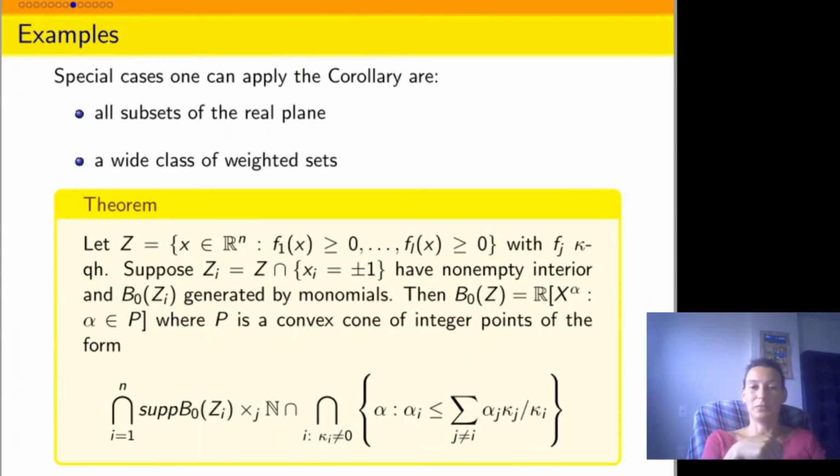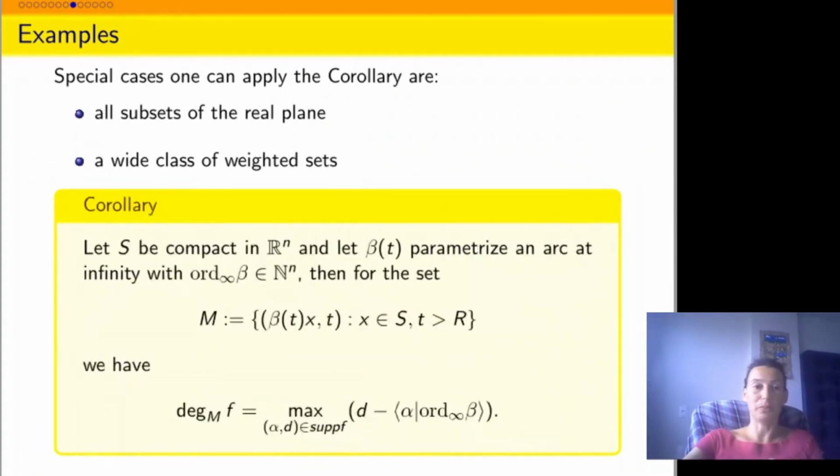It should be I here. Zi, and here it should be I also. Sorry. And intersected with again, a cone spanned by a polygon. So it's an intersection of half spaces given by such an inequality. This is consistent with what we've seen before.